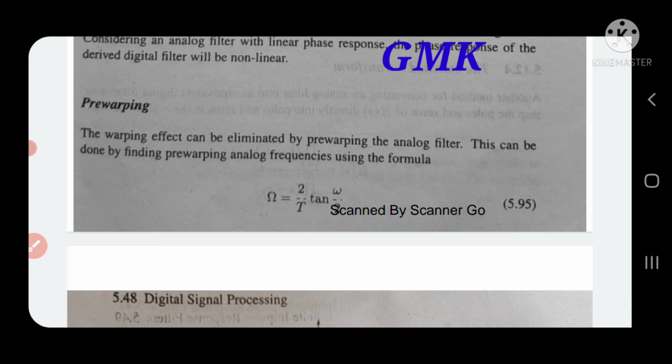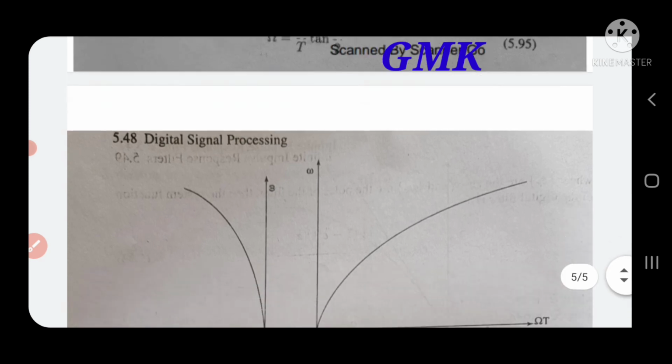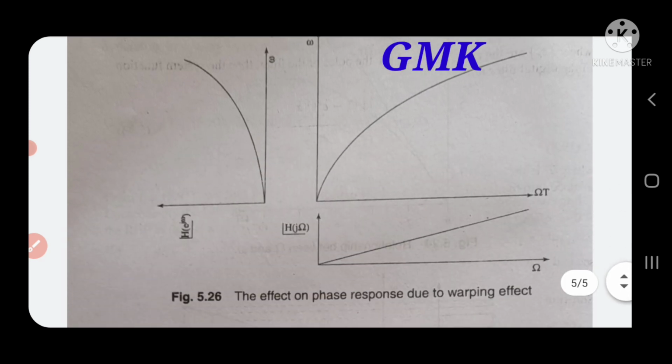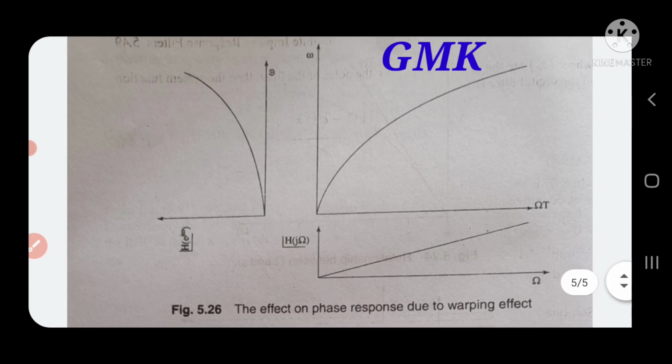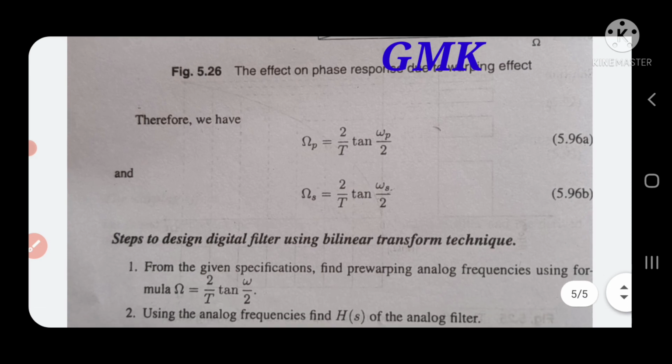This can be done by finding the pre-warped analog frequencies using the formula omega is equal to 2 by T into tan of omega by 2. With the help of that, first of all we have to find the corresponding frequencies, then we can eliminate the problem. This is the effect on phase response due to the warping effect. So the warping effect affects frequency, amplitude and phase also. These are some of the relations: omega p is equal to 2 by T into tan of omega p by 2, and omega s is equal to 2 by T into tan of omega s by 2.